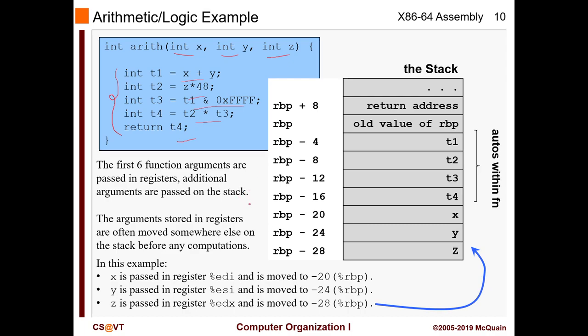The arguments stored in registers are often moved somewhere else on the stack before any computations happen. And in this example, what is happening is, just like before, T1, T2, T3, and T4 are going to be put one by one. You saw in the previous lecture, if you can recall, that whatever variable you're using, they are going to be put inside your stack. And then we have this. These are the parameters that were sent, and they are being stored here. We already used till 16, then it's going to be 20, 24, 28.